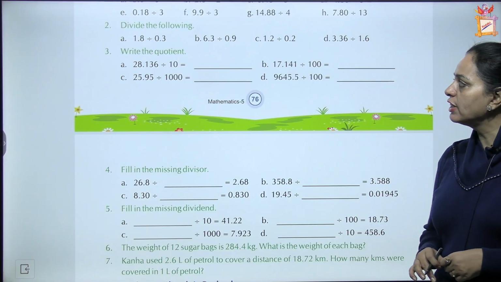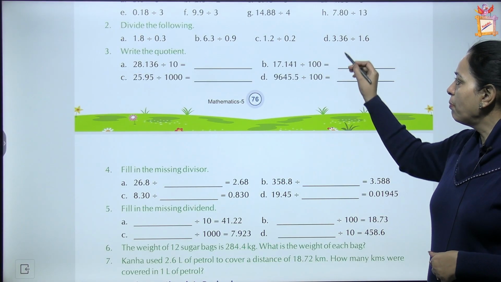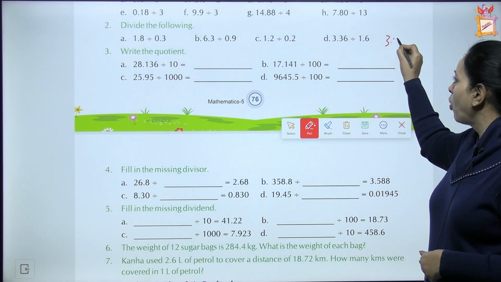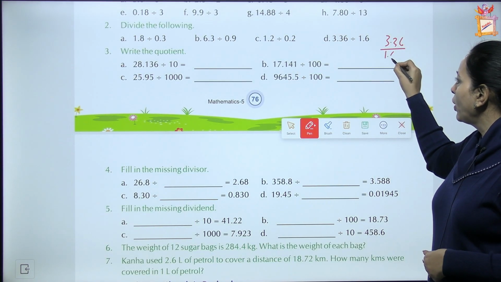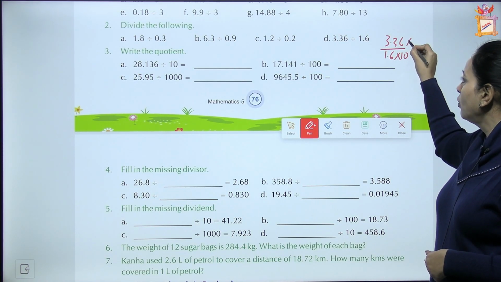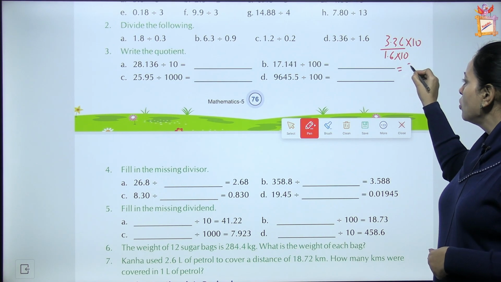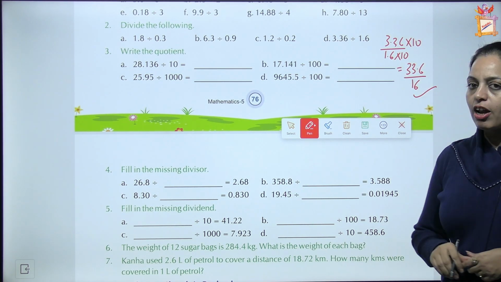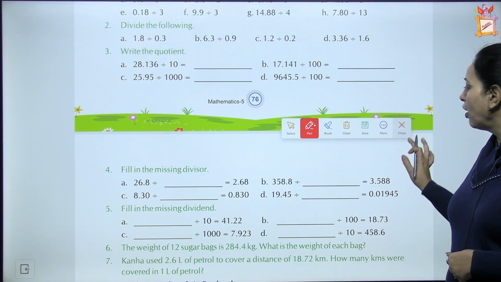Now the second one, divide the following. Like D part, 3.36 divided by 1.6. So 1.6 is there, multiply by 10, and on 3.36 also multiply by 10. So this is 33.6 upon 16. Now we can divide it, we will get the value.